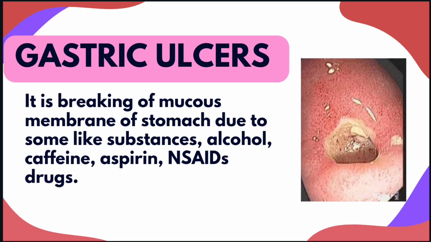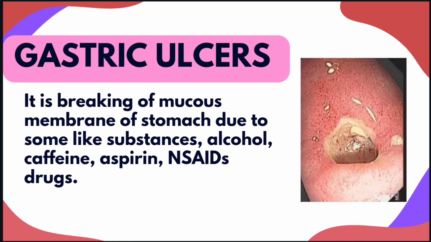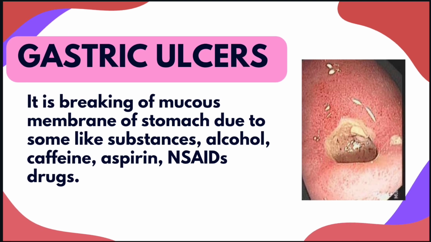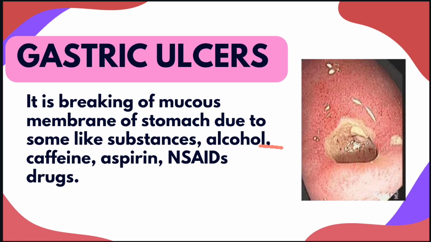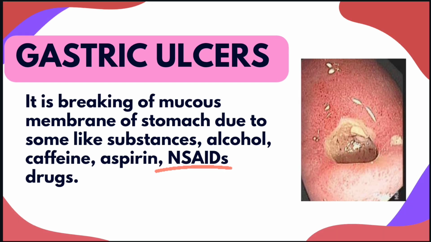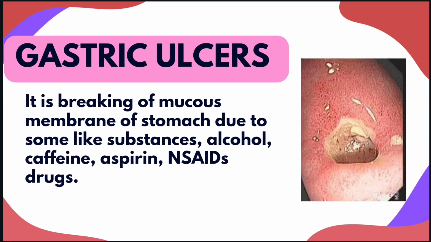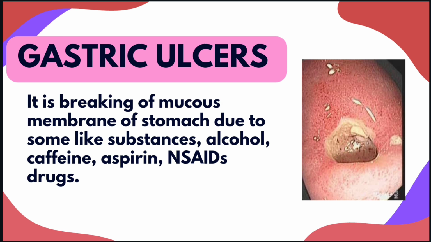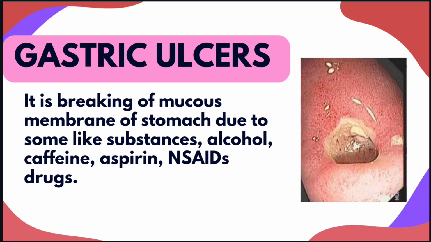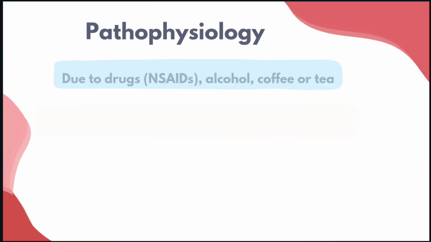First is gastric ulcer. It is a breakdown of the membrane of the stomach. The reason behind this is substances like alcohol, caffeine, aspirin or non-steroidal anti-inflammatory drugs like diclofenac, paracetamol. These are the causes behind gastric ulcers. They irritate the mucosa of the gastric region, and that leads to ulcers. So let's learn about the pathophysiology behind this.